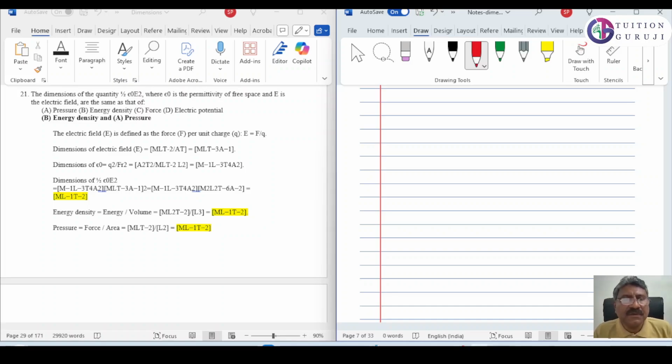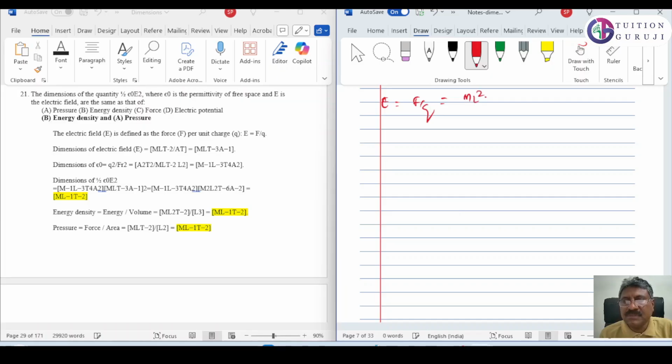The dimensions of the quantity epsilon 0 E square, where epsilon 0 is the permittivity of free space and E is the electric field, are the same as that of pressure, energy density, force, electric potential. So let us see what is electric field. Electric field E is equal to F by Q. Okay, it is the force per unit charge.